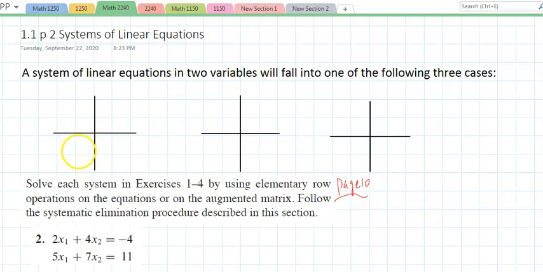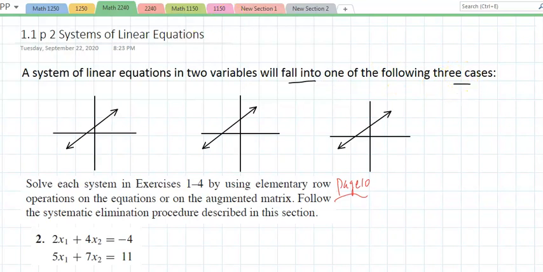1.1 is on page 2, talks about systems of linear equations. Given a system of linear equations in two variables, that means those are a bunch of straight lines in two dimensions. A system of linear equations in two variables will fall into one of the following three cases.